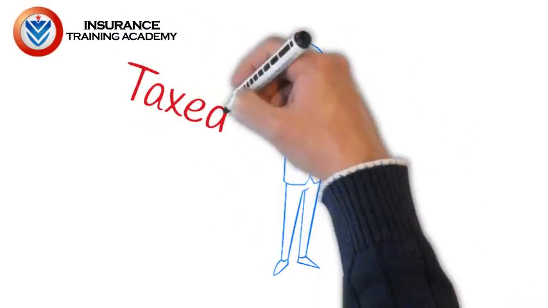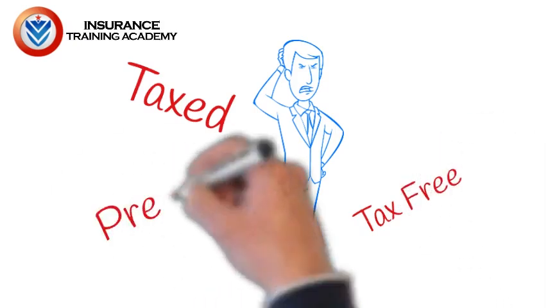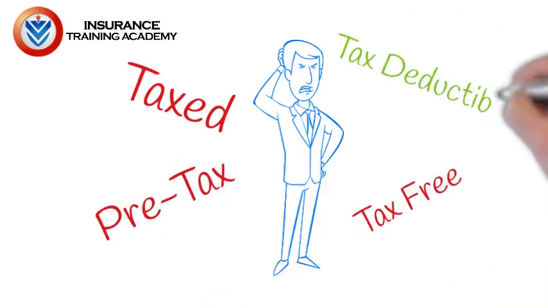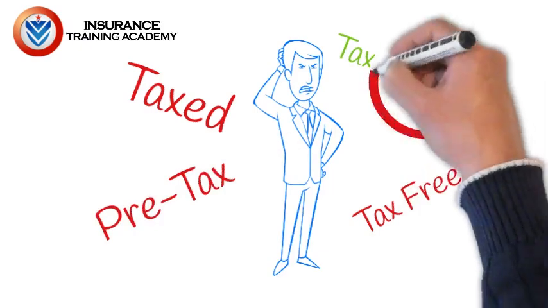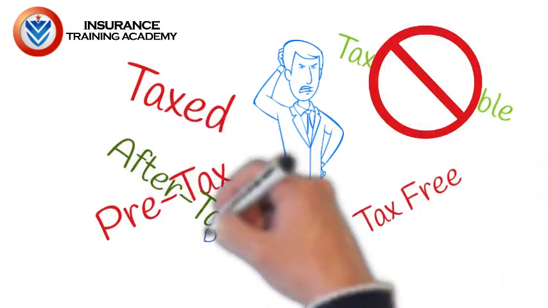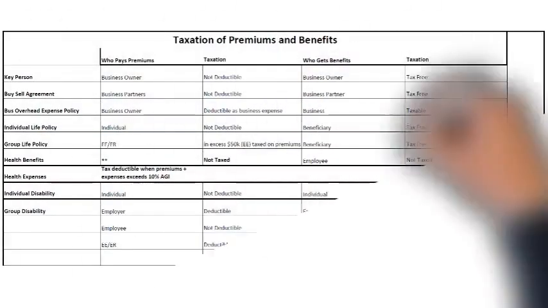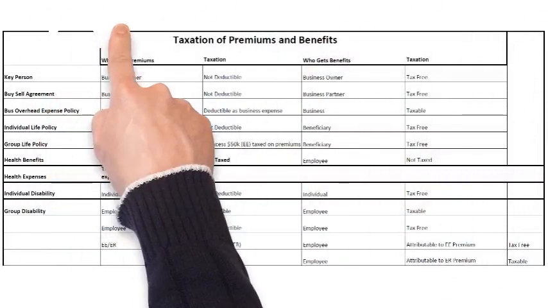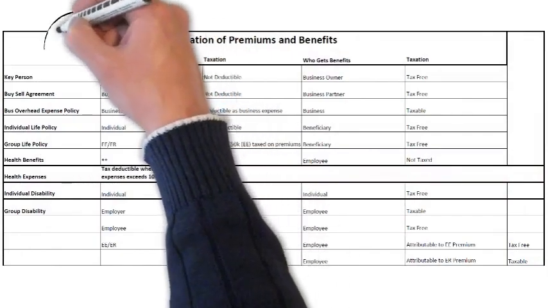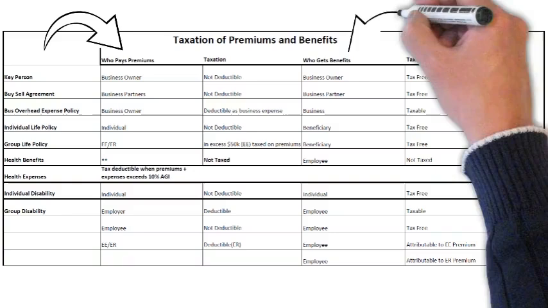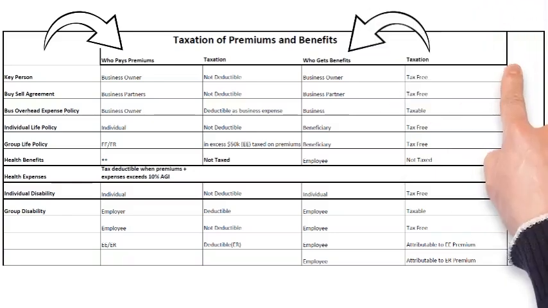But we need to know, is it taxed? Is it tax-free? Is it pre-tax dollars? Is it tax deductible? Is it not tax deductible? Is it after-tax dollars? Is it deductible as a business expense, taxable to the business, blah, blah, blah. So here's a little chart for you. Focus on who is paying the premium to know how a benefit would get taxed.